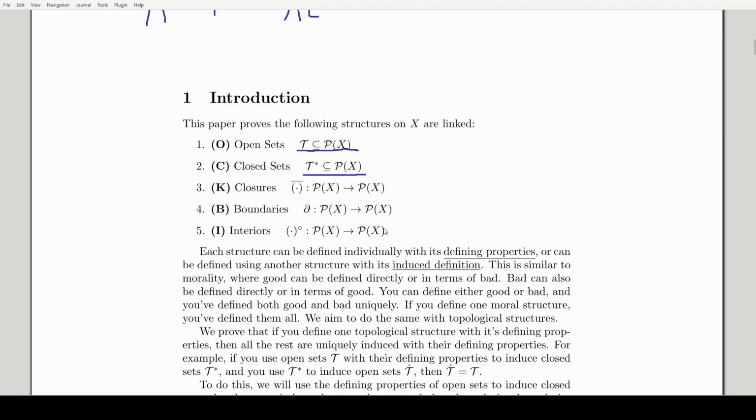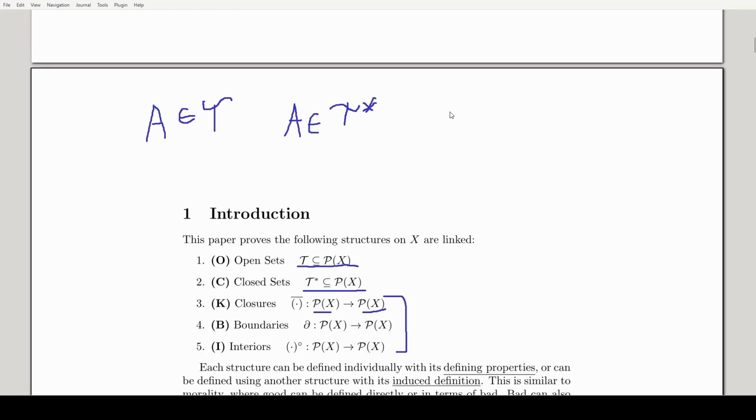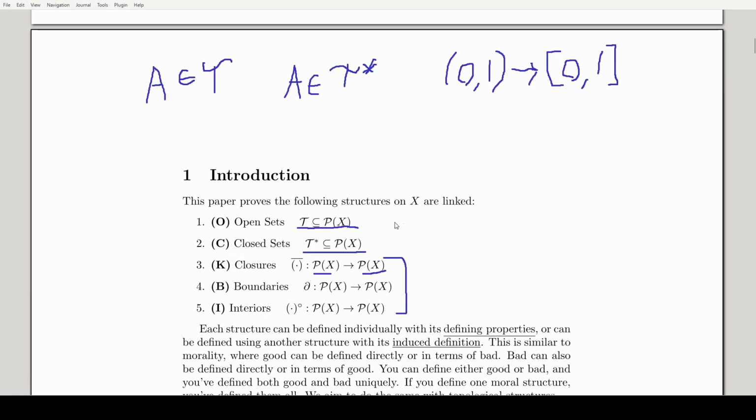Okay. And then instead of being a collection of sets, the closure, boundary, and interior are functions. They map from subsets to subsets. So they take subsets in the space and give you another subset in the space. An example would be the open interval from 0 to 1 under the closure maps to the closed interval from 0 to 1. Just a simple example there.